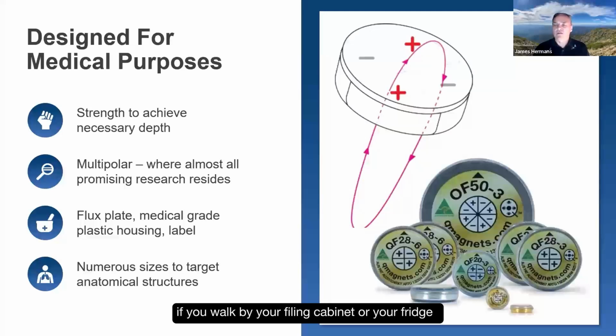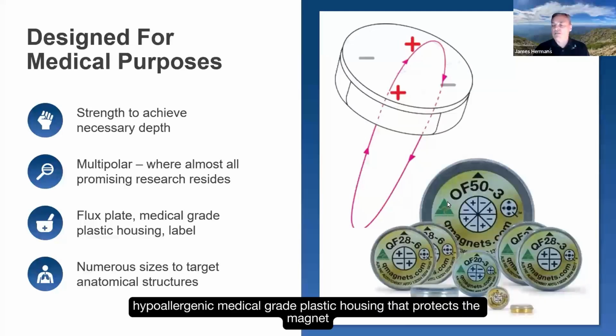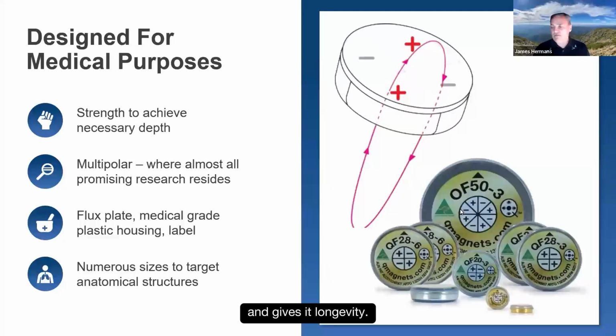If you walk by your filing cabinet or your fridge, the flux plate helps drive the field further into the body, into the tissue. It sort of shields the field. And these are also in a plastic, hypoallergenic medical grade plastic housing that protects the magnet and gives it longevity. And also, if you have powerful magnets and they snap together, they can crack and shatter. Bits fly out, can lodge in people's eyes, so they can be reasonably dangerous when you get a little bit larger and the neodymium rare earth magnets. But the plastic housing protects them, keeps them safe, and so forth.